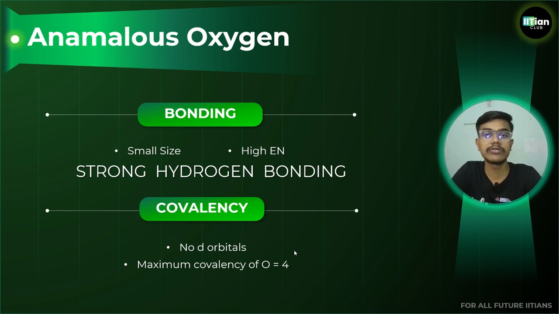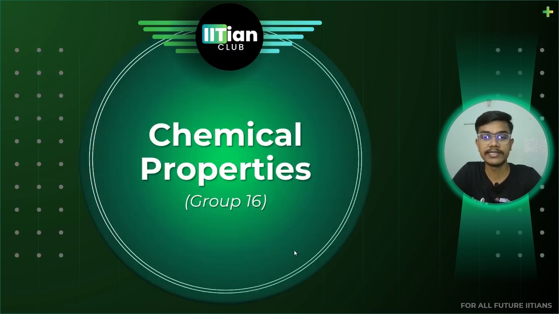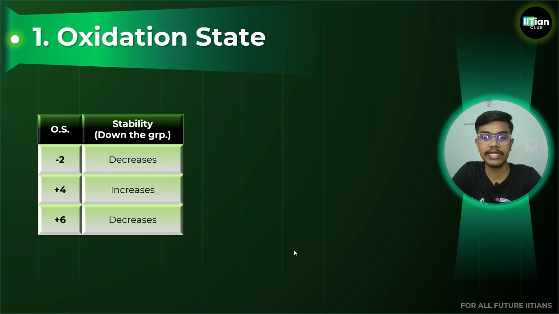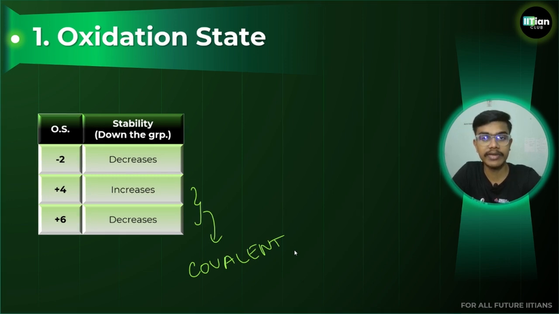Now, we move on to the chemical properties of group 16 elements, beginning with oxidation states. These elements exhibit various oxidation states. You can see it in the table. The stability of the oxidation state -2 decreases down the group, and +4 and +6 are covalent in nature. The stability of +4 increases down the group because of the inert pair effect.